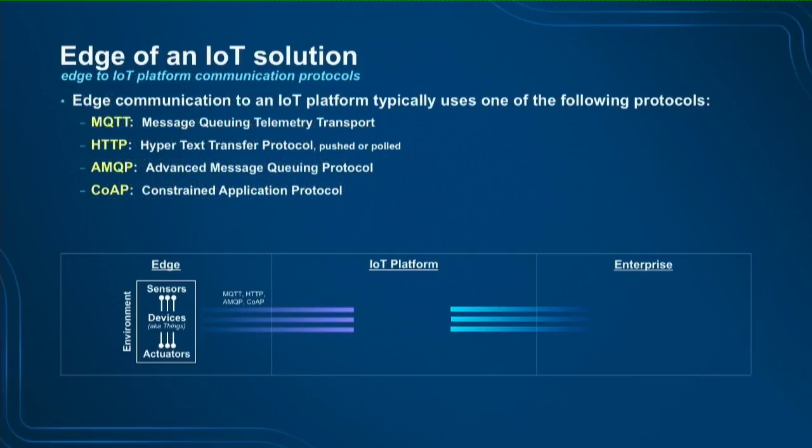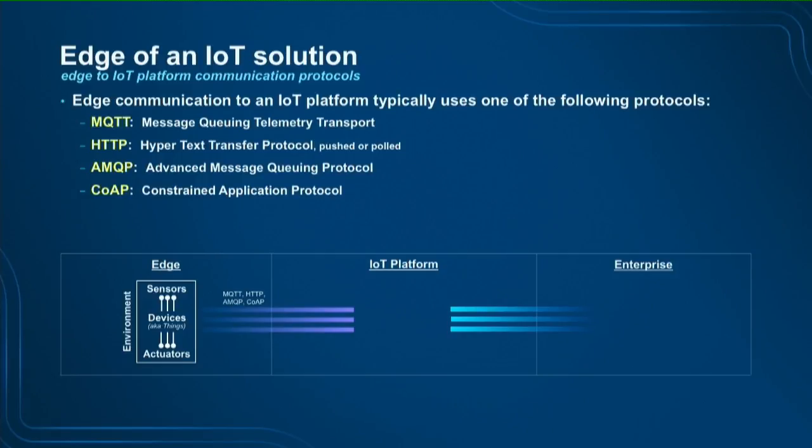Now, as far as communication protocols that are typically seen in this space. Devices typically transmit over one of these 4 protocols. MQTT is an IoT standard. It's a message queuing telemetry transport that's very lightweight, and so this allows you to send lots of data over a push channel to an IoT platform.